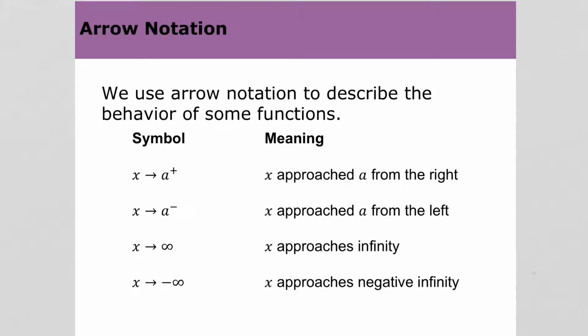Okay, arrow notation. We've already looked at this a little bit, but if it says x approaches a with a little plus up to the right, that means that x is approaching a from the right. If there's a little minus here, then x is approaching a, whatever the number a is, from the left. Then this one says x approaches infinity and x approaches negative infinity.